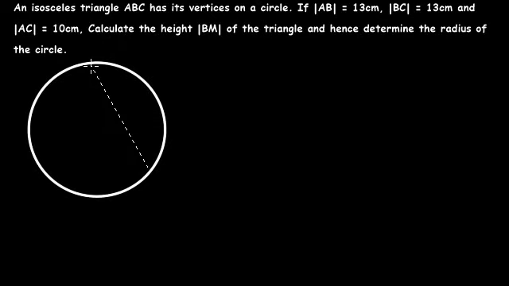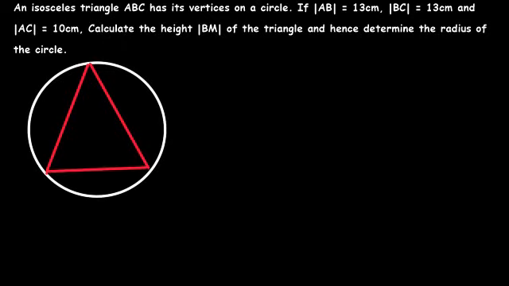Because from the question, they make it known to us that the triangle is such that its vertices touch the circle. Okay, the vertices are on the circle. So therefore, the vertices of the triangle will be at the circumference of the circle. That is, they will all be at the edge of the circle.